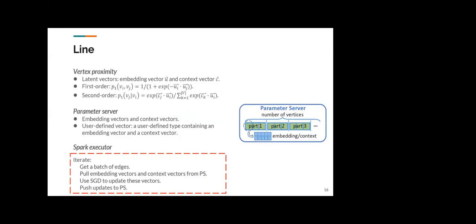The size is the number of vertices, and the data type is a user-defined type containing an embedding vector and a context vector. During one training iteration, the executor gets a batch of edges, pulls the necessary embedding vectors and the context vectors from parent server, uses stochastic gradient descent to update these vectors and pushes the update to parent server.